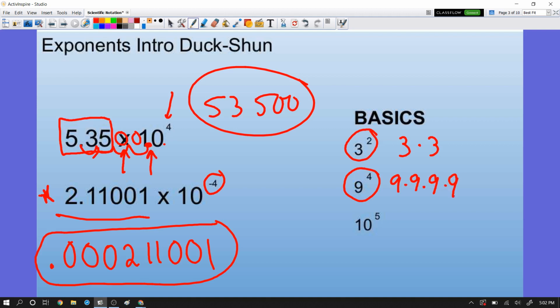So just like instead of doing 9 plus 9 plus 9 plus 9, I think that was 4 of them, you could do 9 times 4. You can think of multiplication as a shortcut for addition, and you can think of powers or exponents as a shortcut for multiplying the same number over and over. 10 to the 5th, which is 10 times 10 times 10 times 10 times 10.